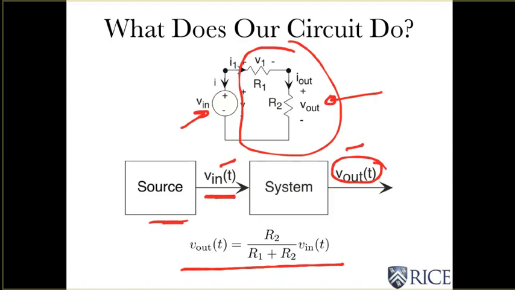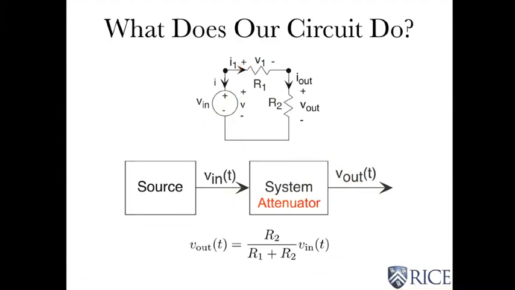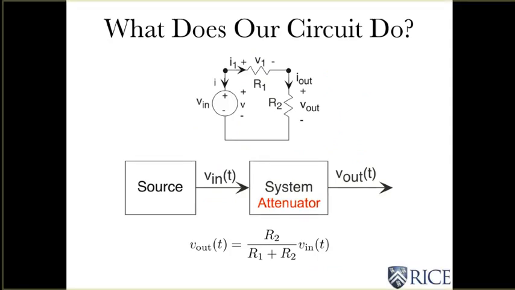So what does our system do? Have we encountered a system like that already? And the answer is we certainly have. It serves as a kind of amplifier. The gain of our amplifier is simply R2 divided by R1 plus R2. And because our gain has to be less than 1, since resistors are always positive valued, it turns out we have an attenuator. So what our little system, our circuit, does in terms of system theory is that it serves as an attenuator. It makes voltages smaller.